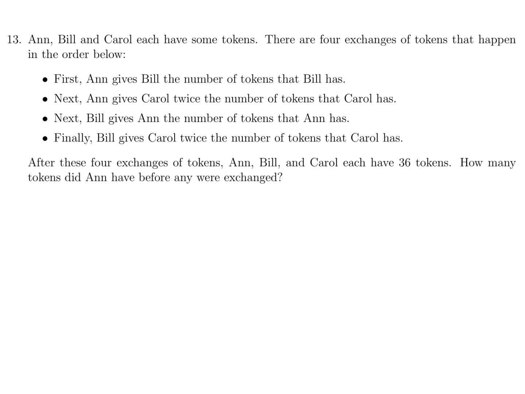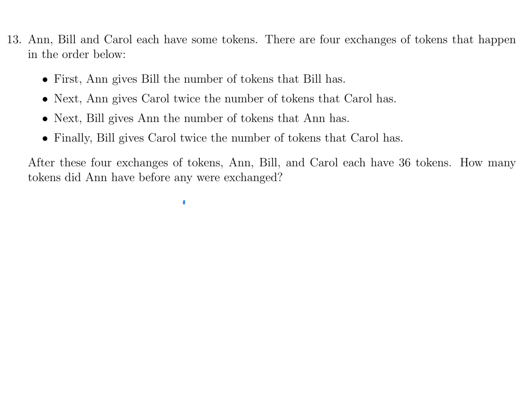Ann, Bill and Carol each have some tokens. There are 4 exchanges of tokens that happen in the order below. First, Ann gives Bill the number of tokens that Bill has, and so on. After these 4 exchanges, they all have 36 tokens each. How many tokens did Ann have before the exchanges?